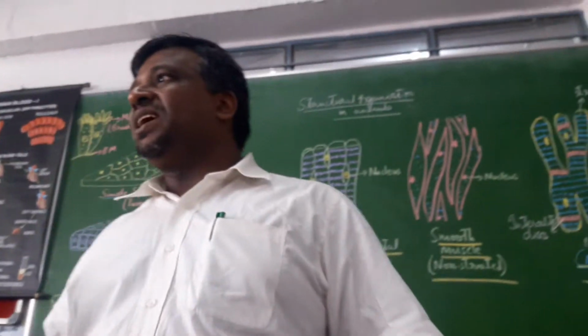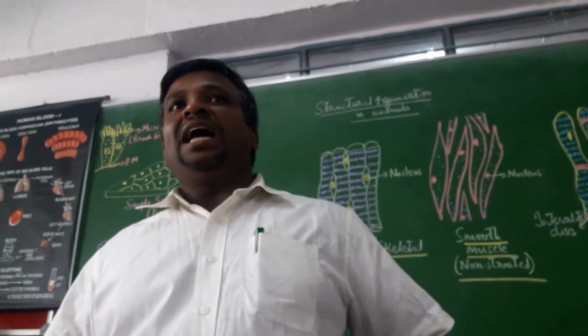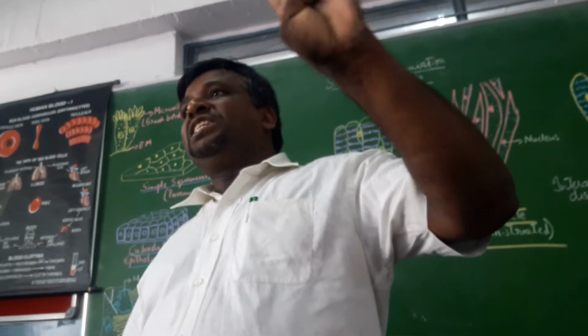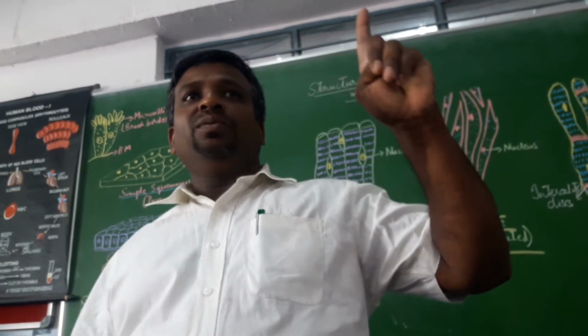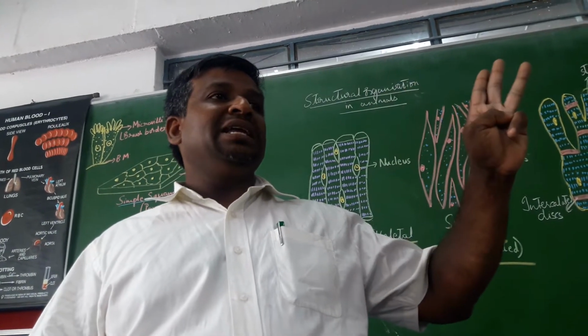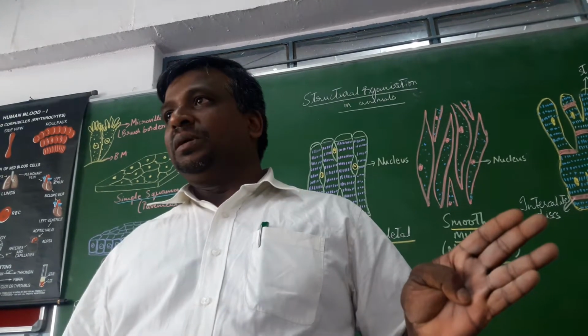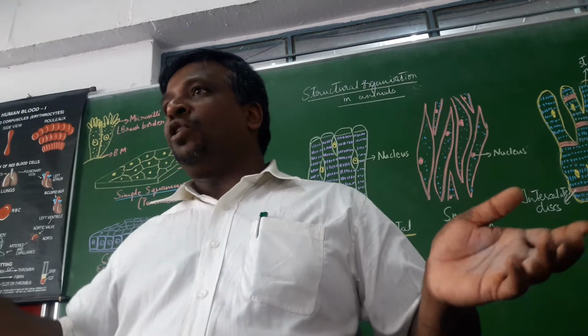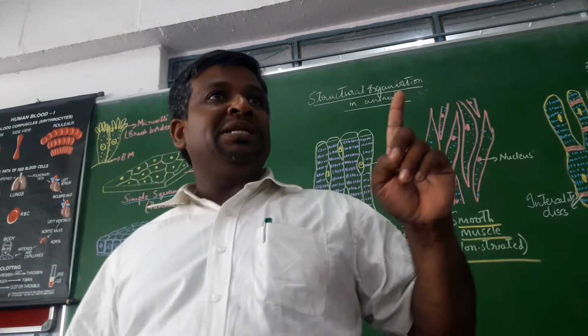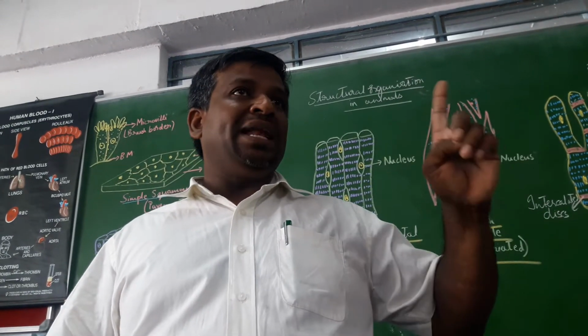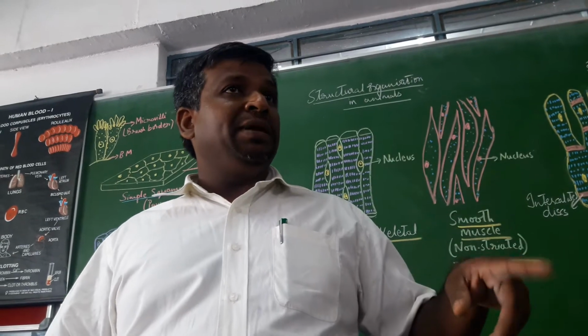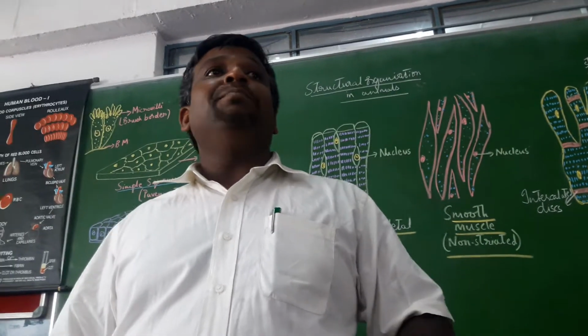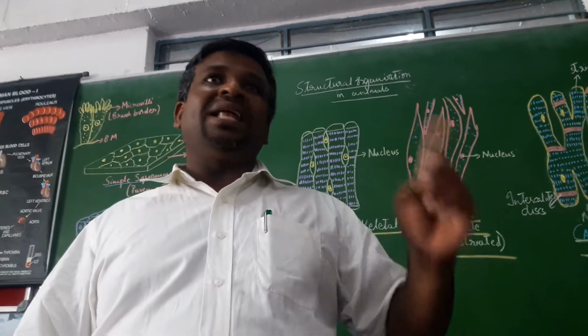Structural organization in animals. Animal tissues are of four major types: epithelial tissue, connective tissue, muscular tissue, nervous tissue. So epithelial tissue is again classified based on number of layers. Simple squamous epithelium, they have only one layer. Simple cuboidal epithelium, they have only one layer. Simple ciliated epithelium, they have only one layer.